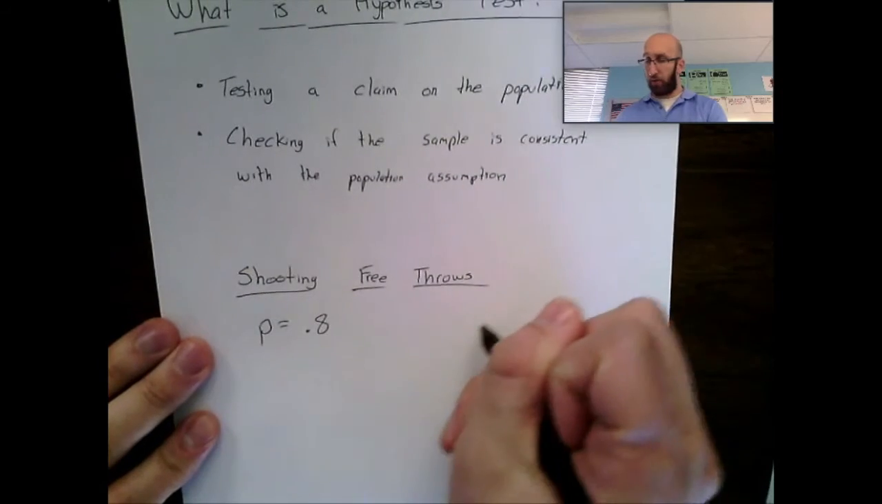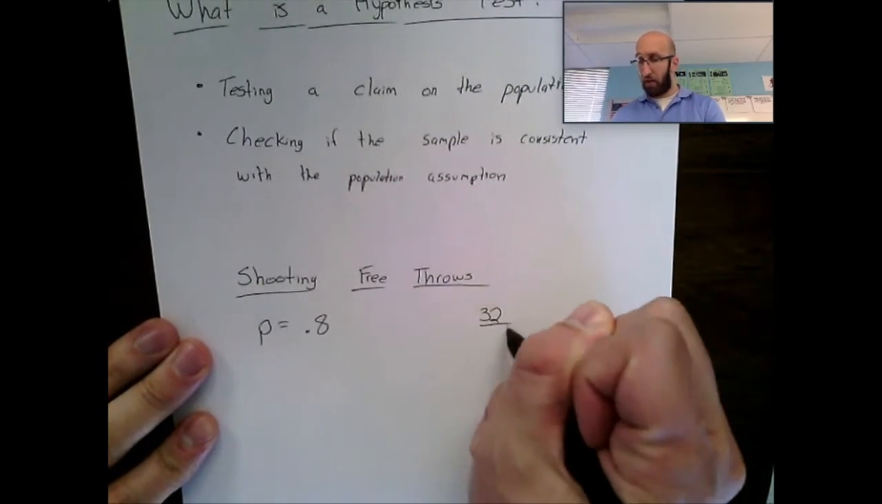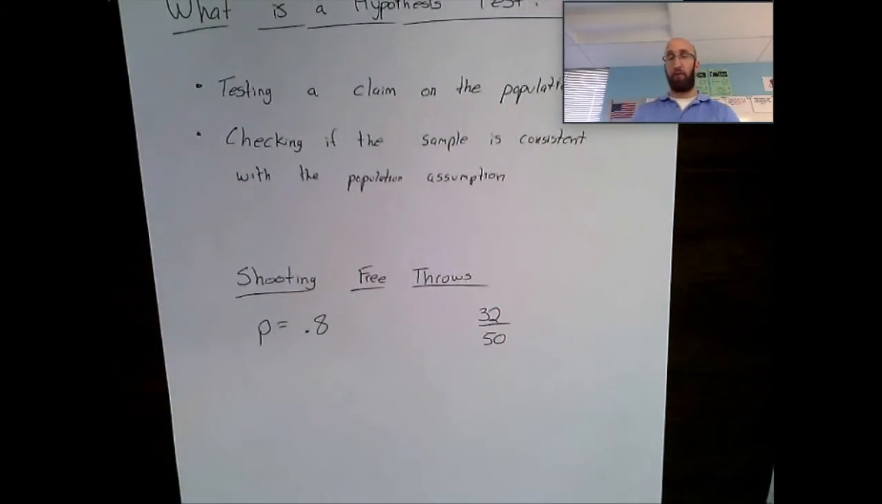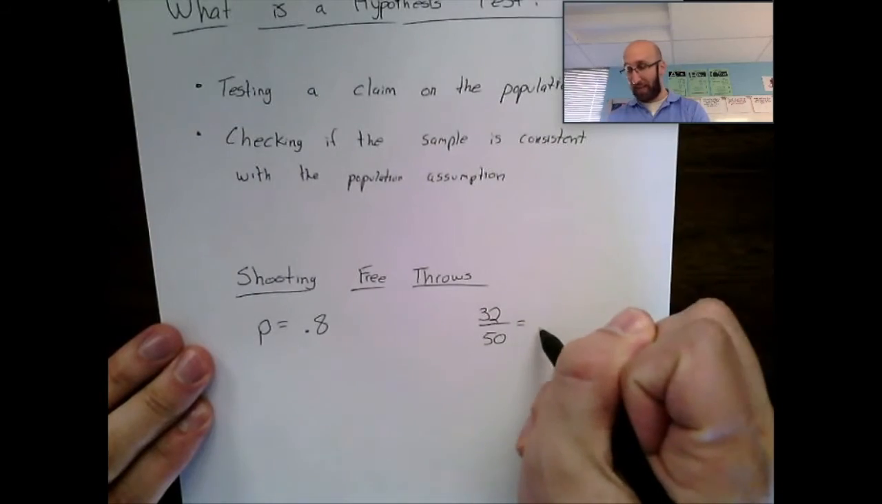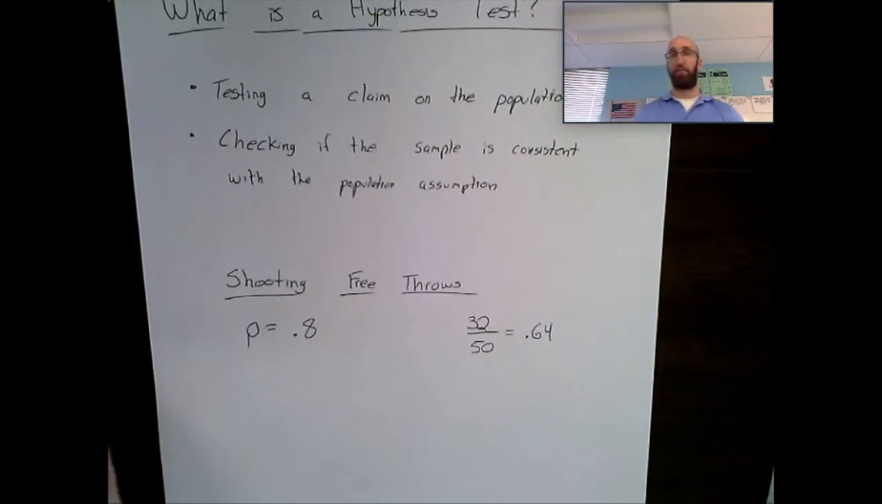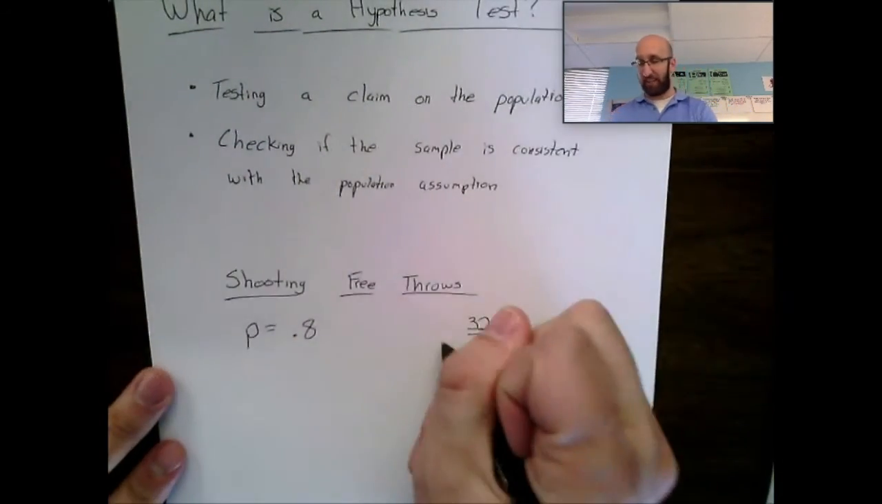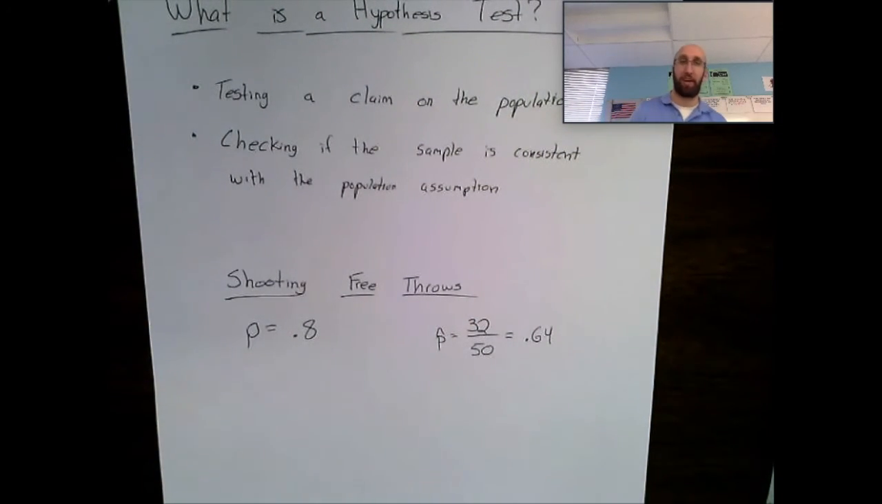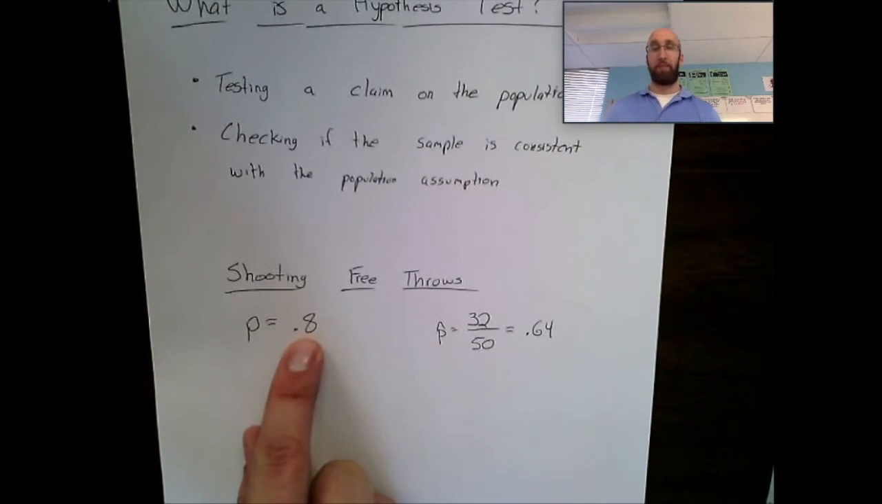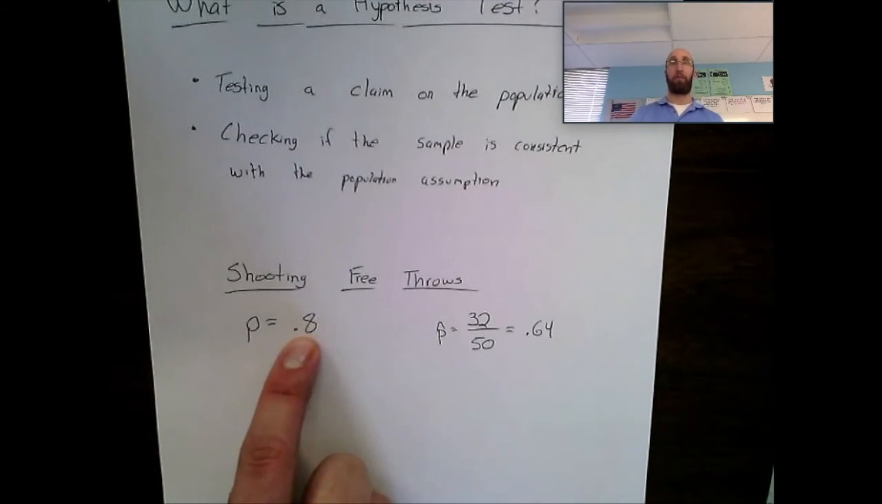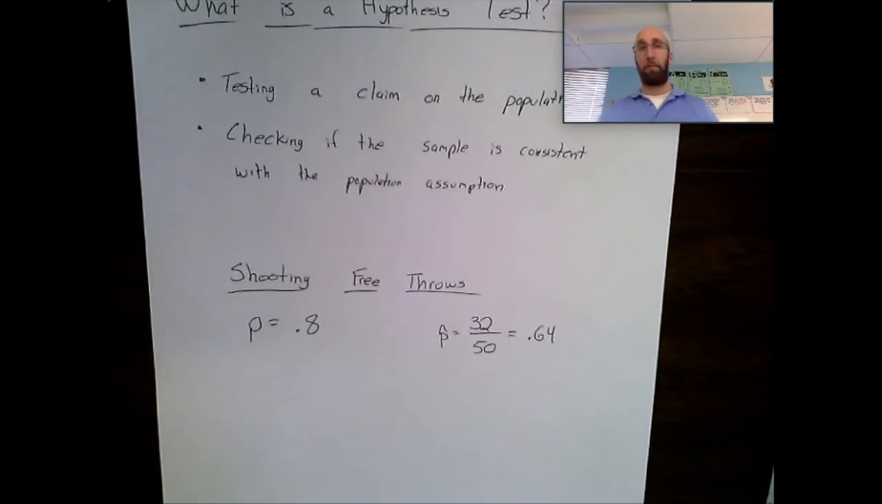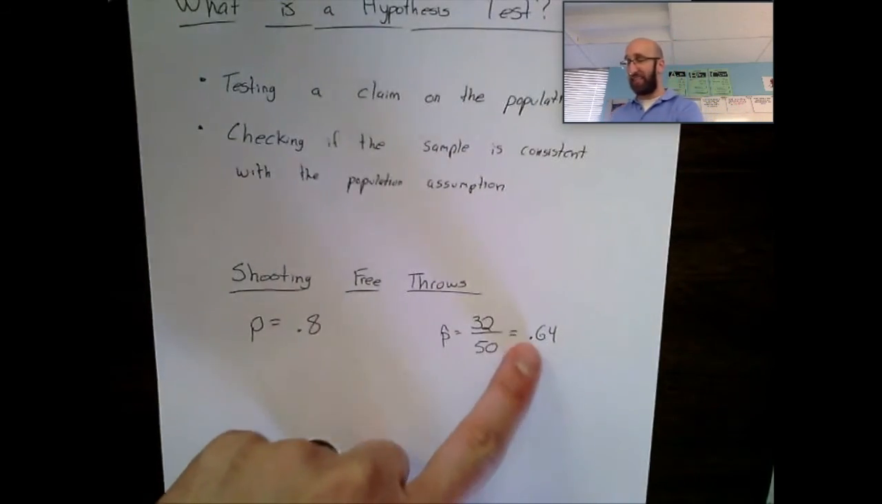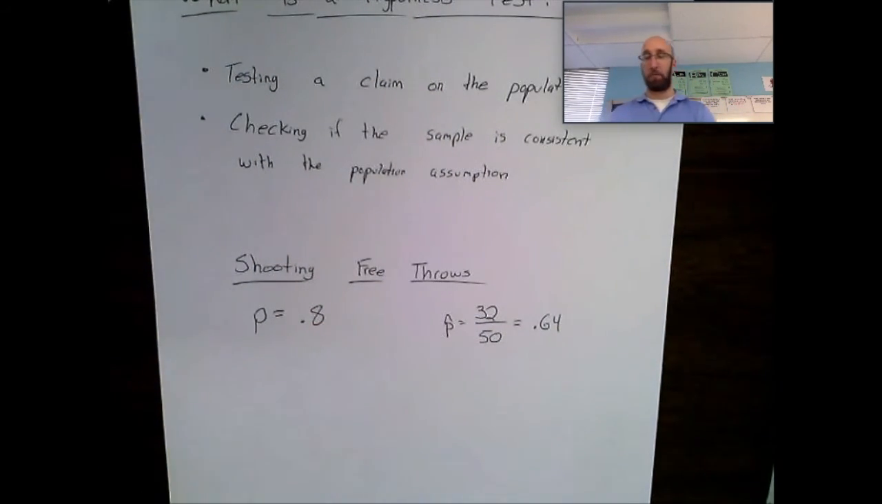And when I shoot those 50 free throws, I make 32 out of 50 free throws, which is a proportion of 0.64. This would essentially be our p hat. So what a hypothesis test would look like with this is, yes, I'm claiming I'm an 80% free throw shooter, but I just made 64%. Okay, so we're seeing, is this sample really consistent with the population?